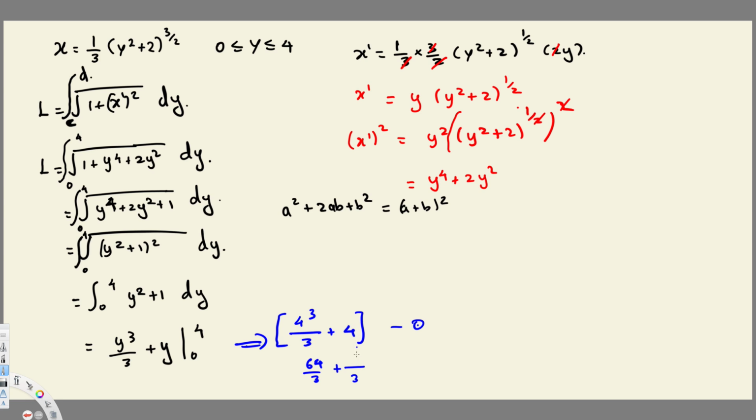And here if I take the common denominator 3, I have to multiply top and bottom by 3, so here we are going to have 12 over 3. So 64 plus 12 is going to give us 76 over 3, and that's going to be the length of this arc given by this expression. I hope you guys find this video helpful.